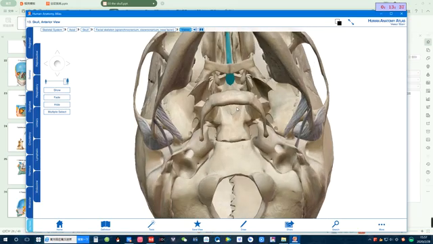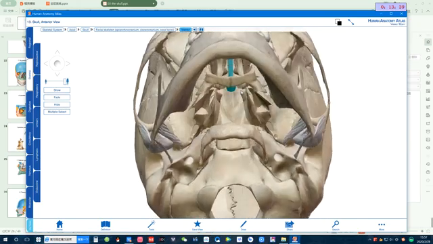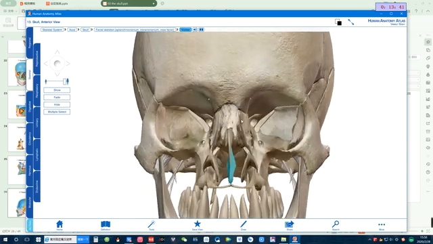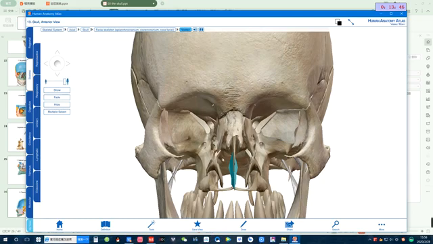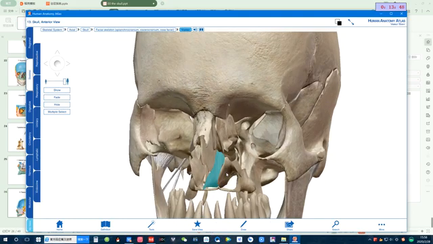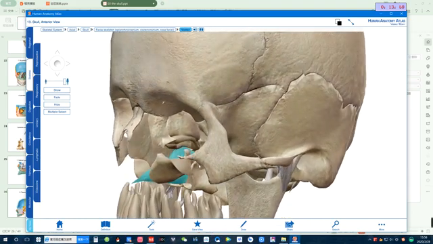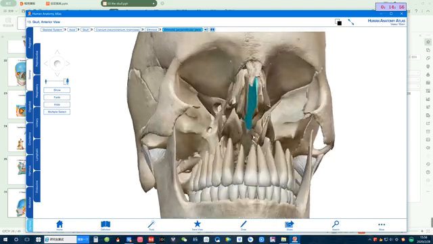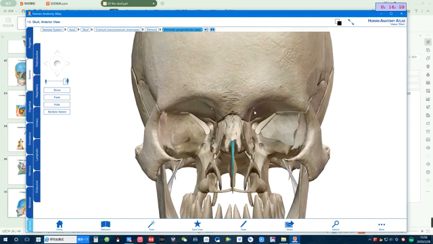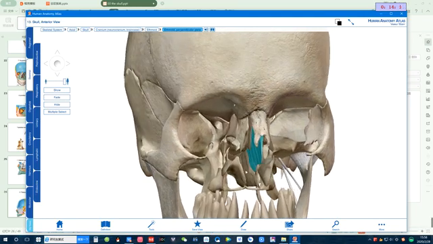Now let's see, this is the inferior view. Now let's see on the anterior view the vomer in the middle of the nasal cavity, forming one part of the middle septum of the nasal cavity. The anterior part is the vertical plate of the ethmoid bone. The posterior part is the vomer.